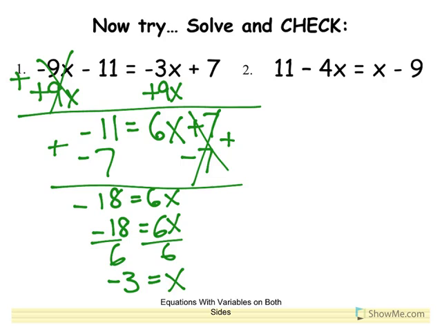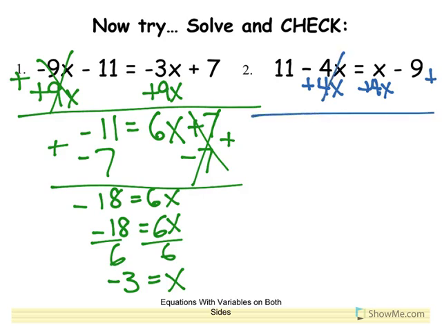All right, the second one's not that different other than the fact that I just have x as in coefficient of 1, right? No coefficient written. This one, the choice should be easy, right? I'd much rather eliminate the negative coefficient than the positive coefficient. So I'm going to add positive 4x on both sides to eliminate my negative 4x.